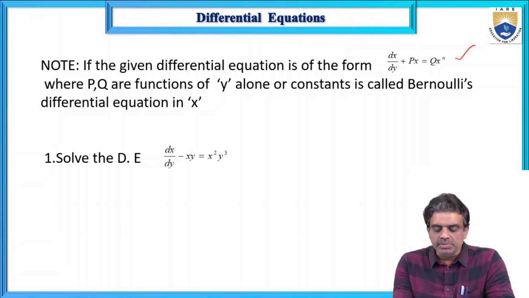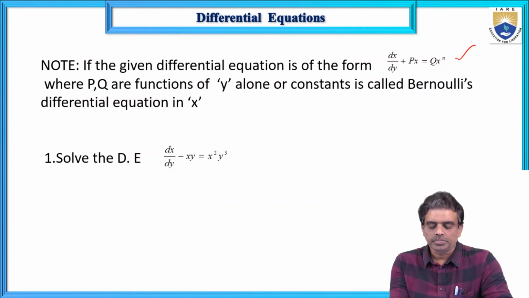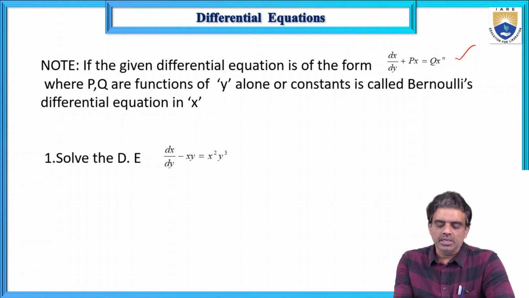So here you can observe that dx by dy plus P of y times x is equal to Q of y into x. So here the right side function is not a pure function of y alone. There is an x term also.